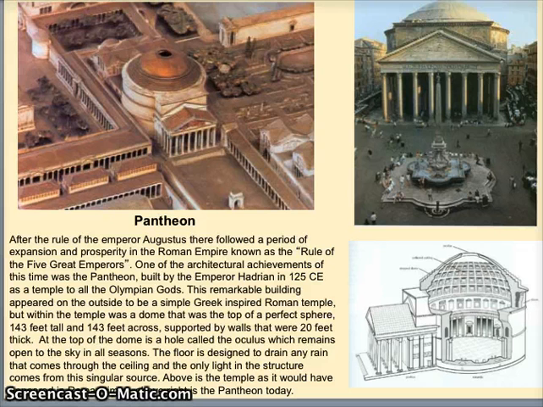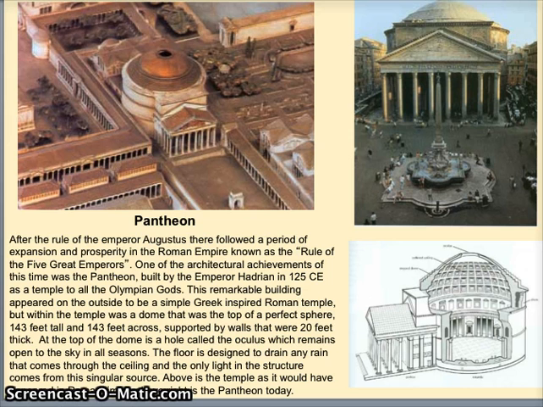Now we're going to move on to the Pantheon. After the rule of the Emperor Augustus, there followed a period of expansion and prosperity in the Roman Empire, and this was known as the rule of the 5 great emperors. One of the architectural achievements of this time was the Pantheon, and it was built by the Emperor Hadrian in 125 Common Era.